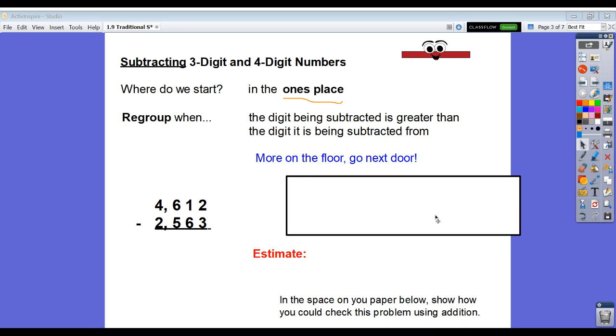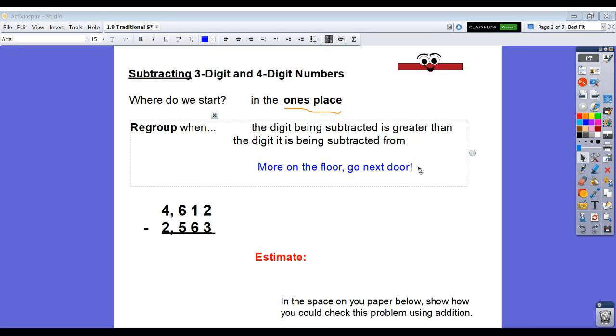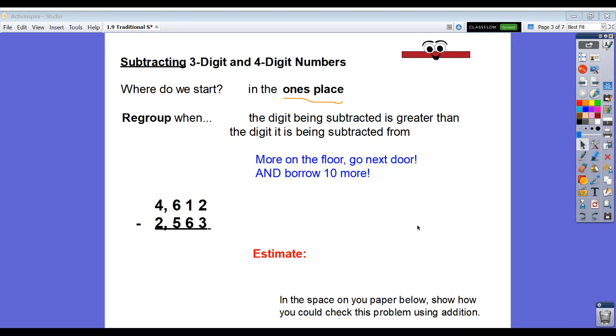Or the fun way I like to say it, with me: more on the floor, go next door. So go ahead and write down the blue in the box. Write down more on the floor, go next door. And there's actually even an add-on to this phrase that I learned: more on the floor, go next door. And does anybody know the last part? Borrow 10 more. I like that too because that way I always remember that I'm taking 10 from the number before it.